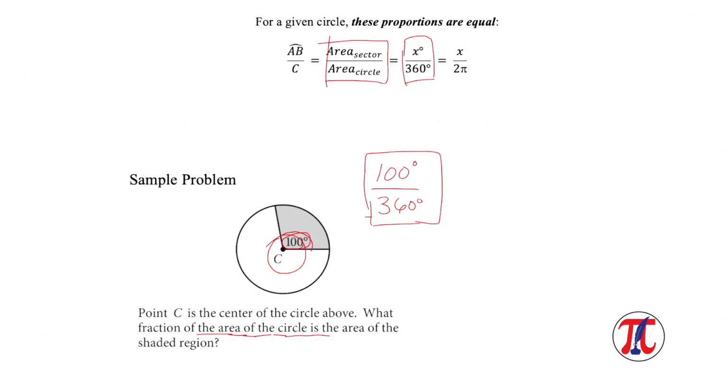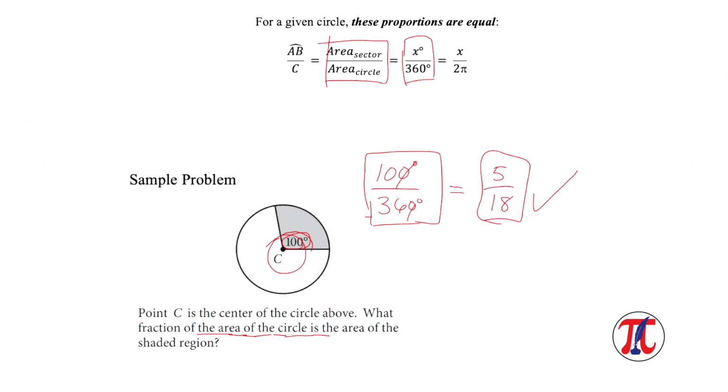All we have to do is reduce this fraction. I know that 10 goes into both, so I can cross out the zeros. With 10 and 36, I know that 2 goes into both of those numbers. 2 goes into 10 5 times. 2 goes into 36 18 times. That is actually my answer, 5/18. 5/18 of the circle is shaded. 100 is 5/18 of 360 degrees.